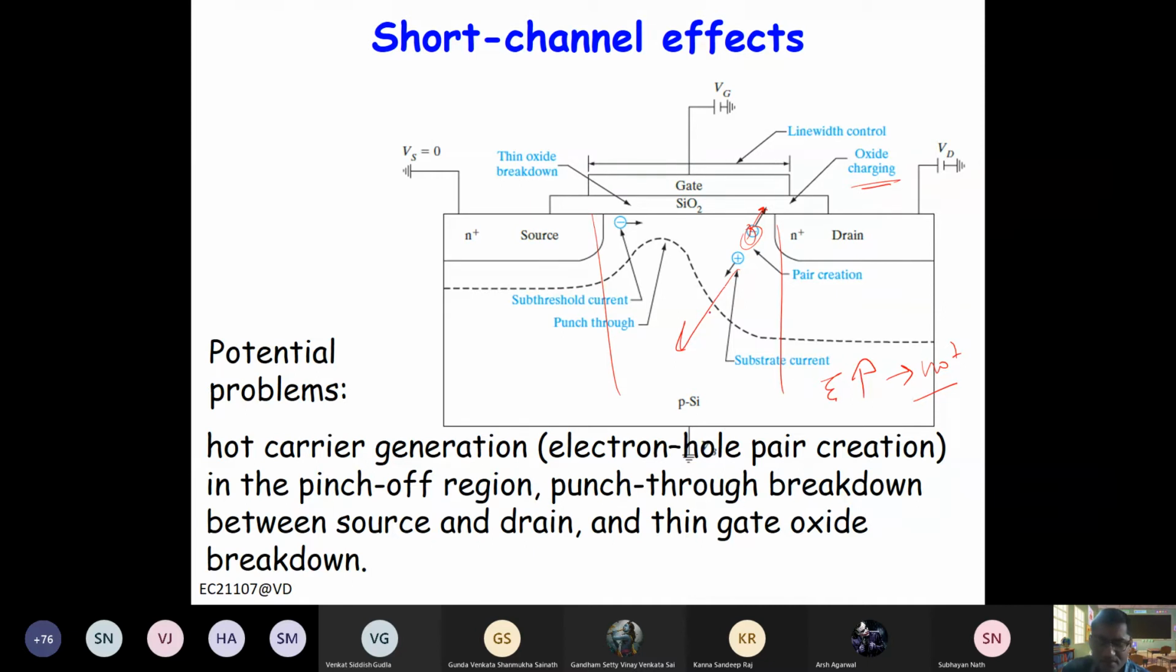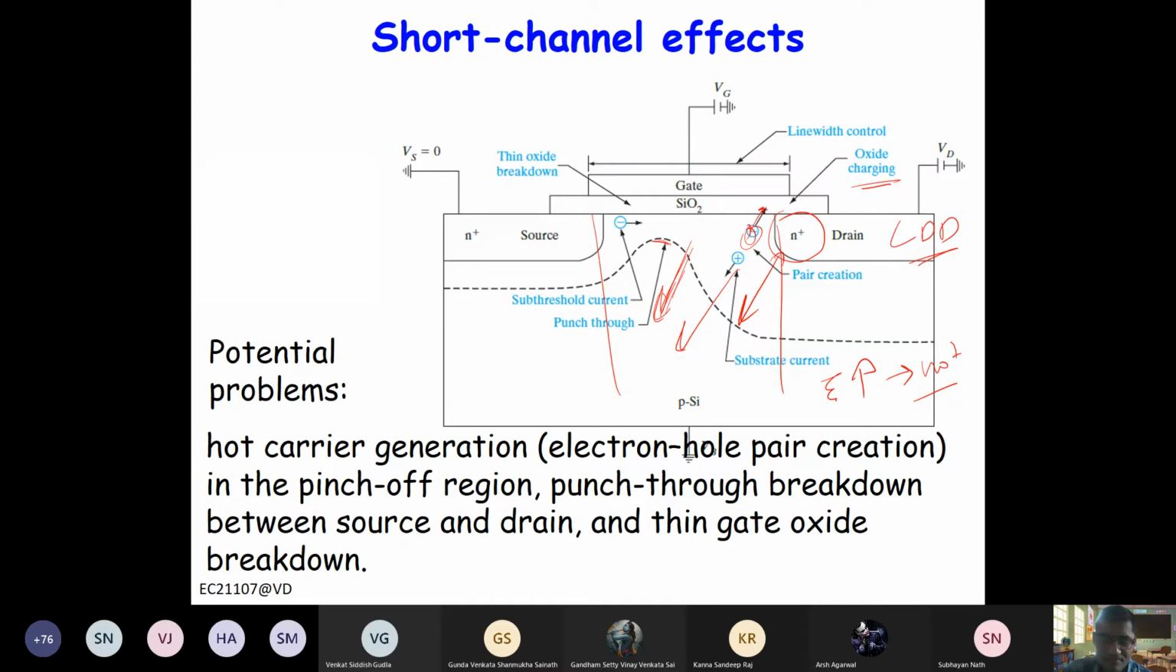To account for this, we have the lightly doped drain, LDD, so that this depletion region is narrower here rather than so big. And this substrate current, we call it punch through, because substrate current is undesirable. And this is more severe in NMOS than in PMOS.